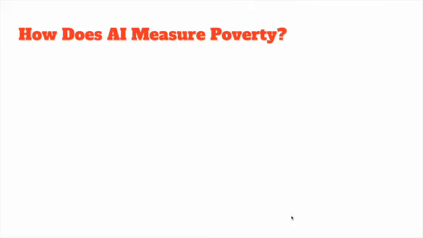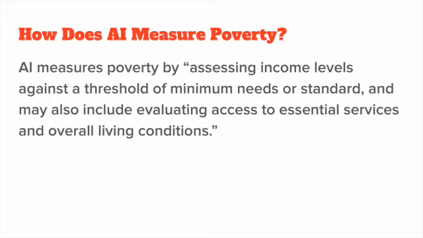Moreover, when we ask ourselves about the definition, we also have to ask ourselves about the measurement of poverty. So, how does AI measure poverty in one sentence? AI measures poverty by assessing income levels against a threshold of minimum needs or standard, and may also include evaluating access to essential services and overall living conditions.